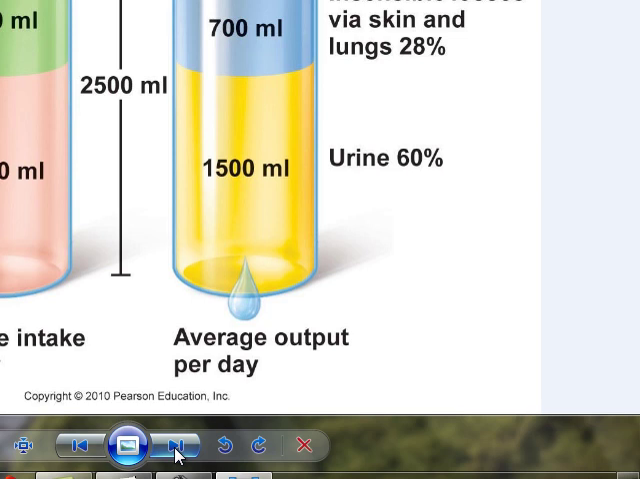And then most of what you lose is going to come out, 60%, about 1,500 milliliters in your urine. So our body systems are responsible for helping to regulate these fluid compartments on a daily basis. And that's where we'll pick up on Thursday. So no quiz. No more quiz.